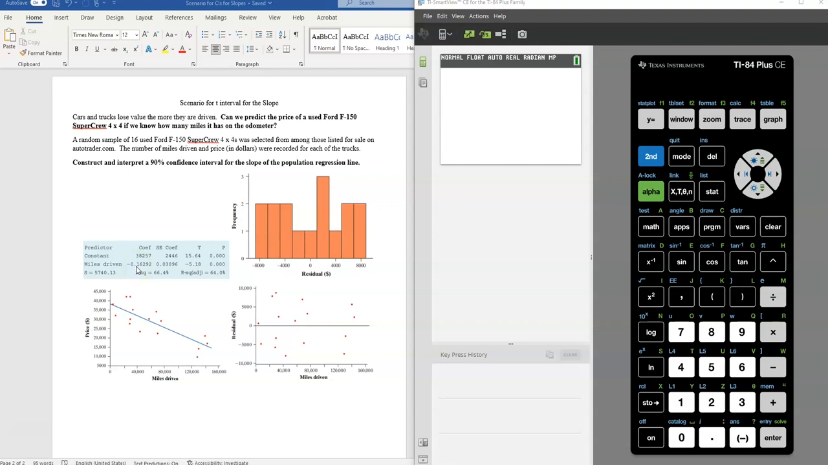That is my sample slope. That is also known as my B value, okay? If you want to make a note of that, that is my B value here. And then this right here that I'm circling, the SE coefficient next to miles driven, that is actually the standard error of my slope, okay? Also known as my S sub B value, okay? Again, S sub B value.